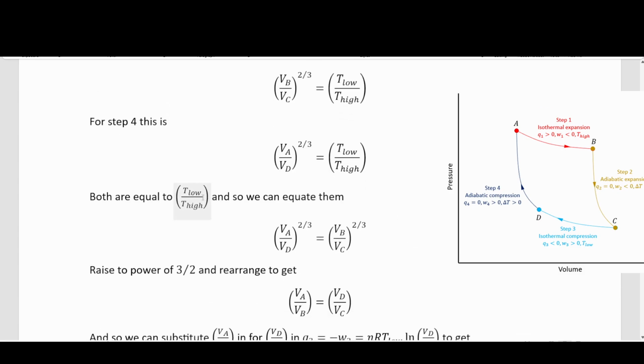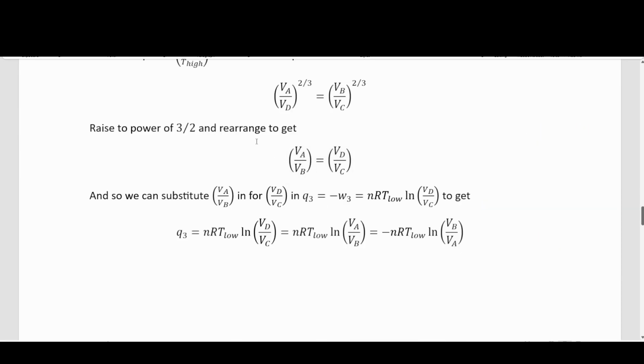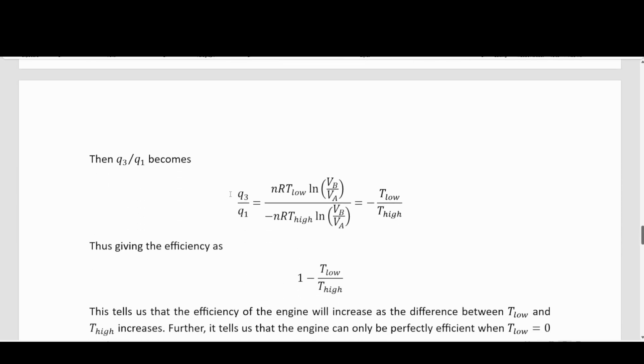Both are equal to this T low over T high, so we can equate them. If we raise it to the 3/2 power, we just end up with this VA over VB equals VD over VC. So we can make some substitutions here, and what we end up with is this right here for our Q3. So this ends up being our Q3 right there. And then what we can do is just divide these.